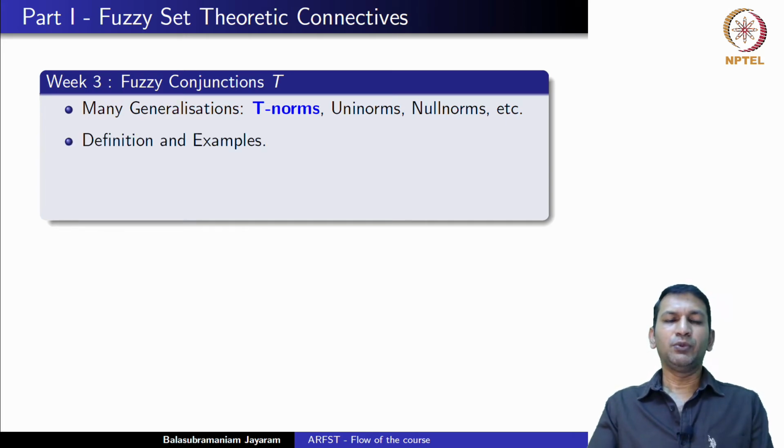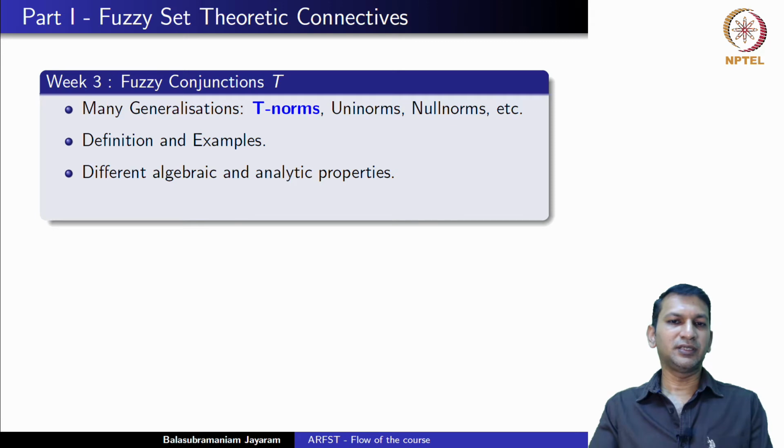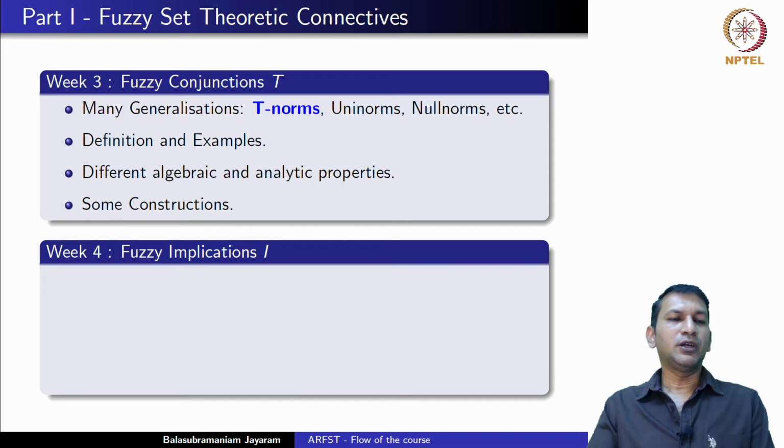In this, we would look at the axiomatic definition of T norms and some very interesting and useful examples. We'll also see the different algebraic and analytical properties of these T norms. Finally, we will also take a peek into different constructions of T norms. In week 4, we will follow a similar line of exploration on yet another important aggregation operation, which is this fuzzy implication.